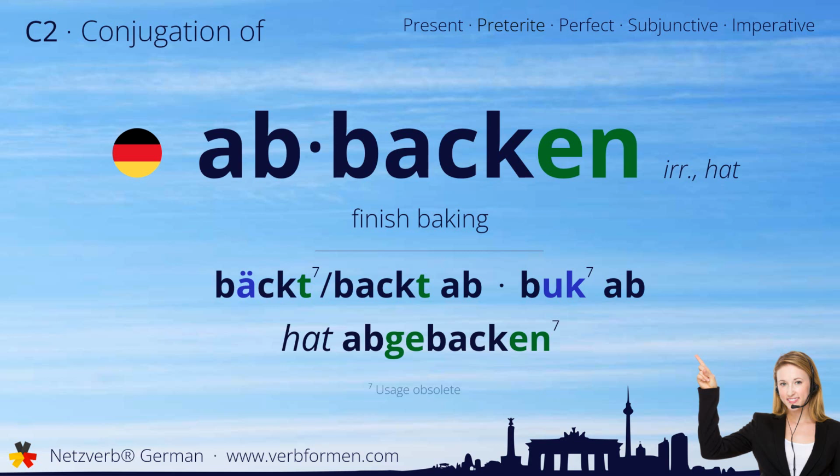Today we're going to learn how to conjugate the German verb abbacken. Watch and listen to the forms carefully. Let's start with the stem forms. Backt oder backt ab. Bug ab. Hat abgebacken. Now let's move on to the tenses.